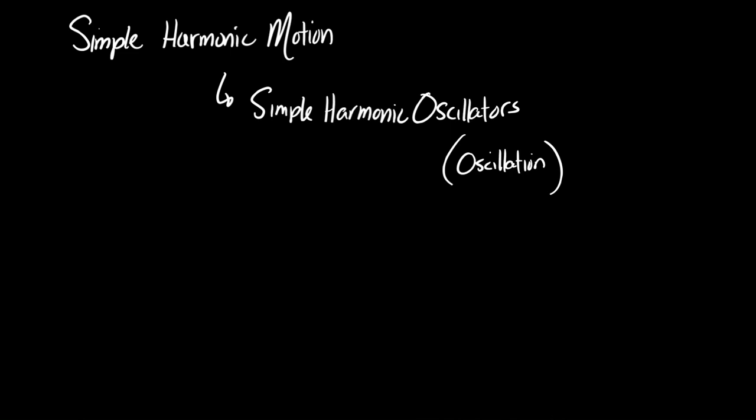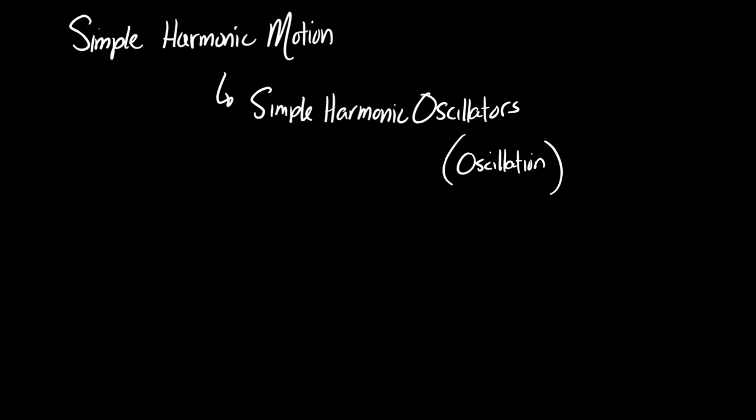So a simple harmonic oscillator, those three words are not arbitrarily chosen. They each add something to the context of what an oscillator is. So I want to start by defining what these words are here. There are two modifiers to the word oscillator here.